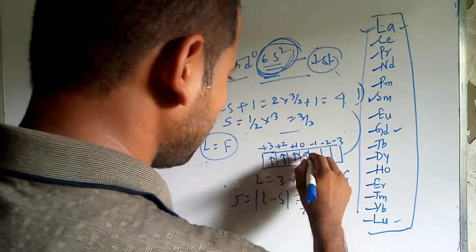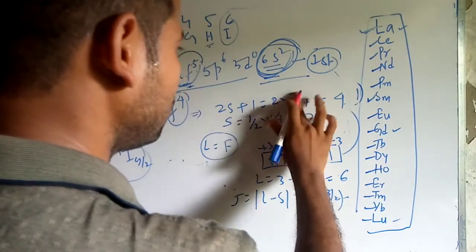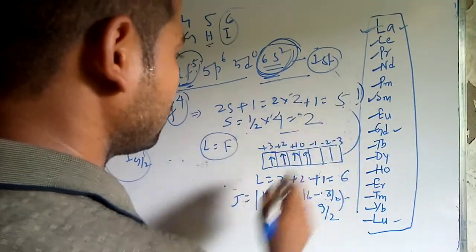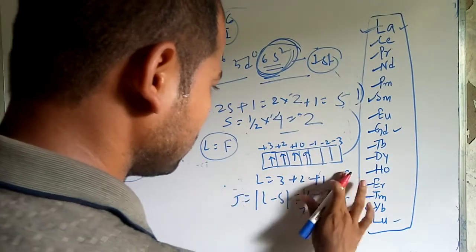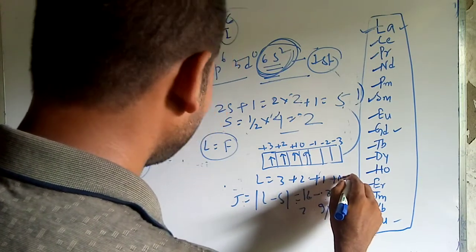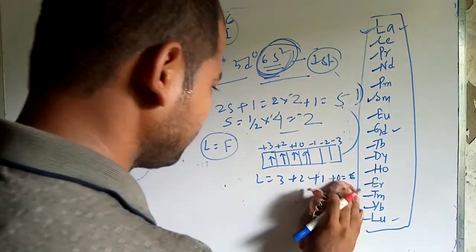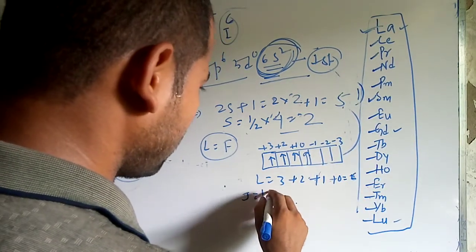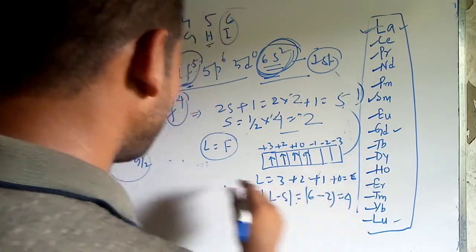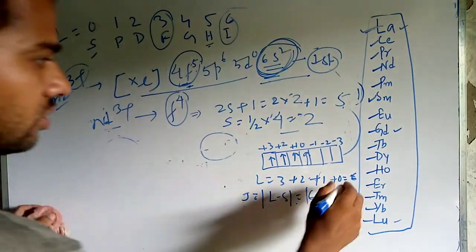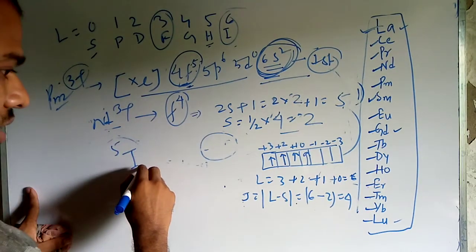This is 1, 2, 3, 4 unpaired electrons, so S equals 2, and 2S plus 1 equals 5. If we consider the electrons here, the summation of ml is plus 3, plus 2, plus 1, plus 0, so L equals 6. Hence J equals L minus S, which is 6 minus 2, equals 4. And L equal to 6 is I, and 2S plus 1 equals 5, and J equals 4.